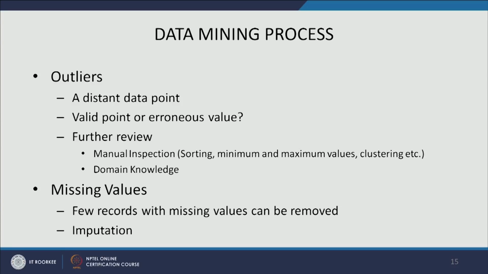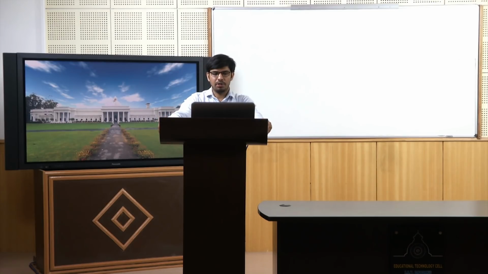For example, a value of 100 or 150 for a room temperature or the temperature in a city could be human error or measurement error. Sometimes there could be errors due to decimal points and related typing errors and all that. So we need to identify whether a particular outlier is a valid point or an erroneous value. So how do we do that?